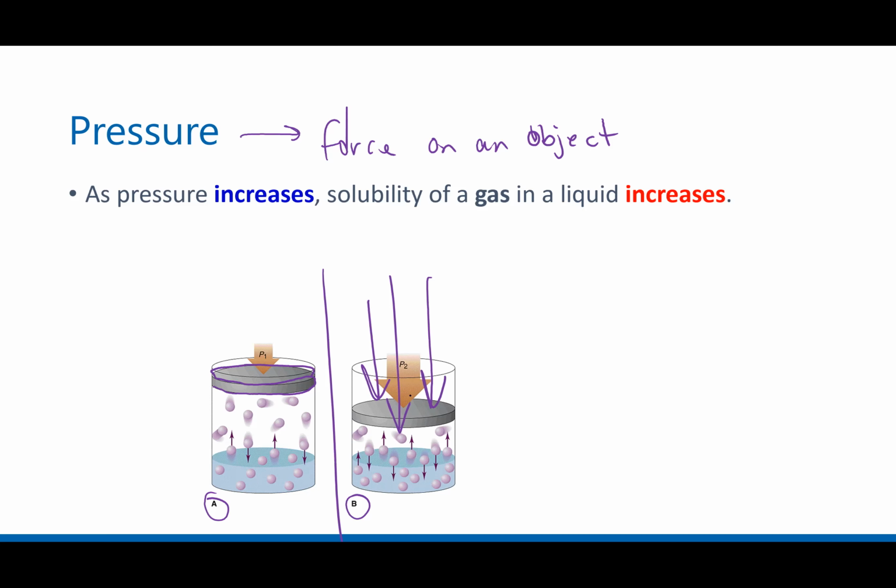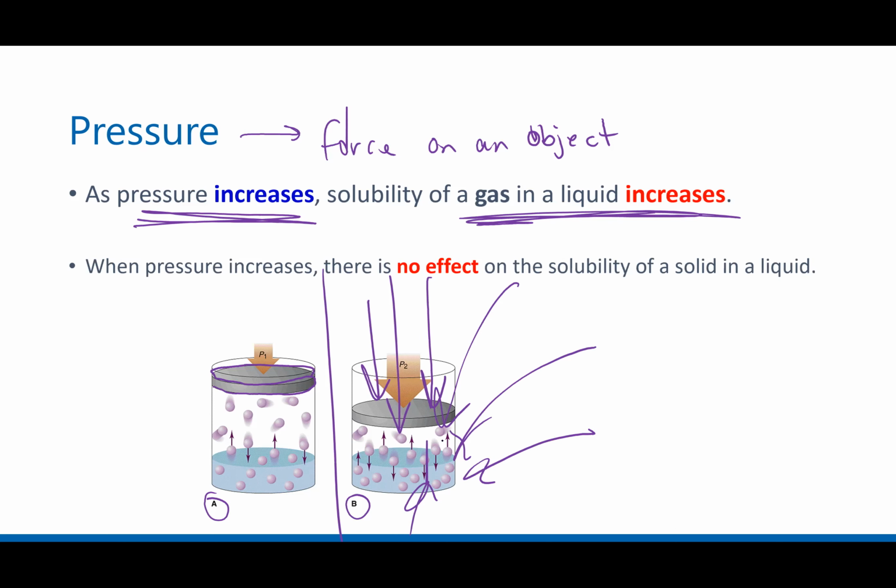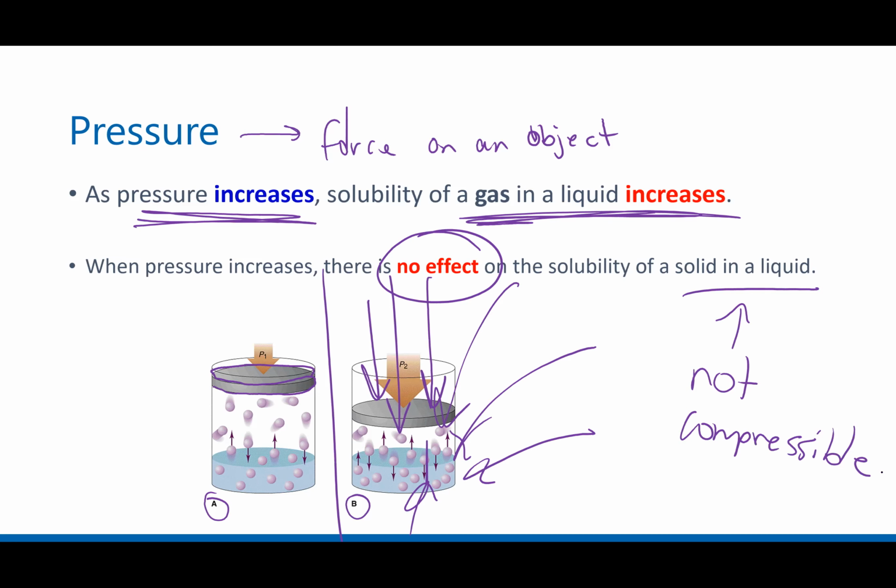They're like, we're free, we've opened up the gates, we're free, and they run away. So as pressure increases, the solubility of a gas increases. And again, that's because we're pushing it, we're forcing it into that liquid. So when pressure increases on a solid or liquid, no effect. These, as we learned in chapter 1, are not compressible. Can't squish them. They'll break before they get squished like a gas.